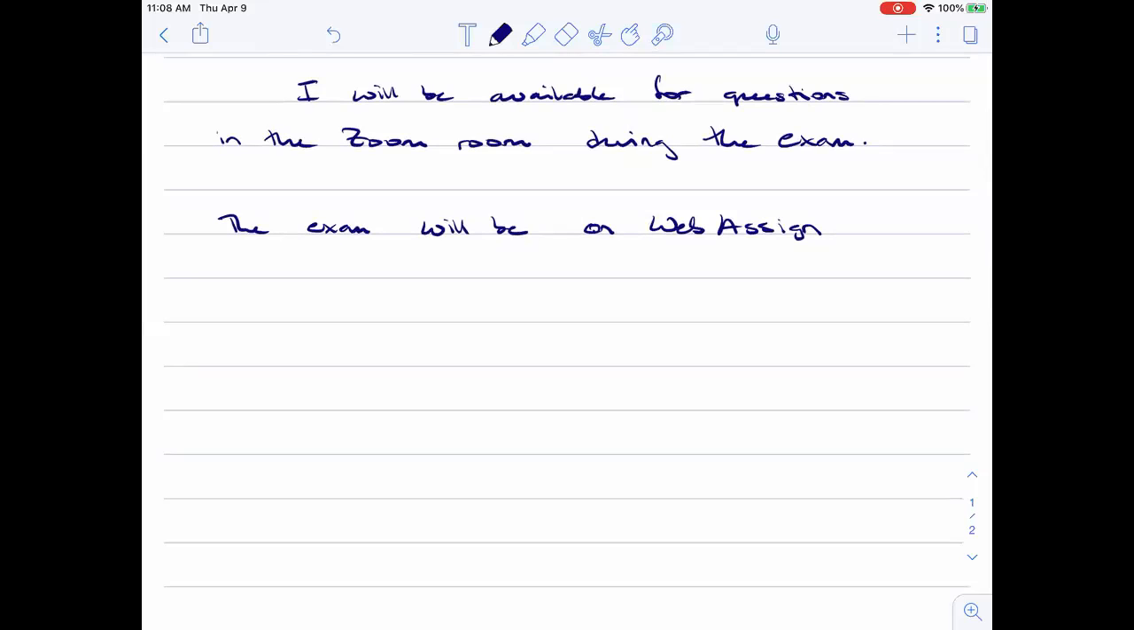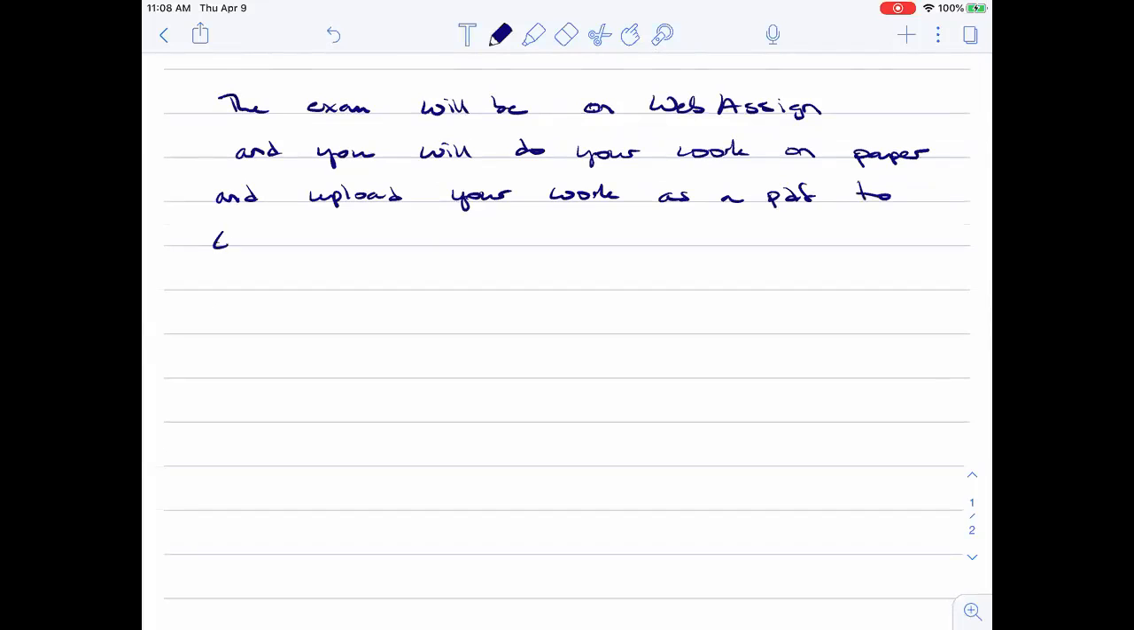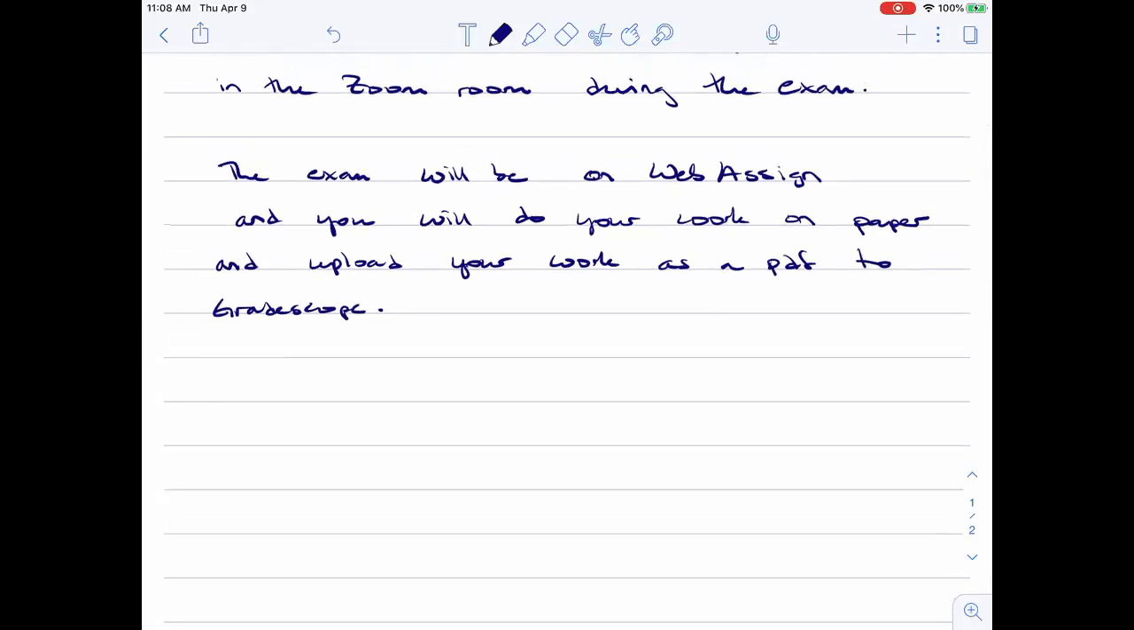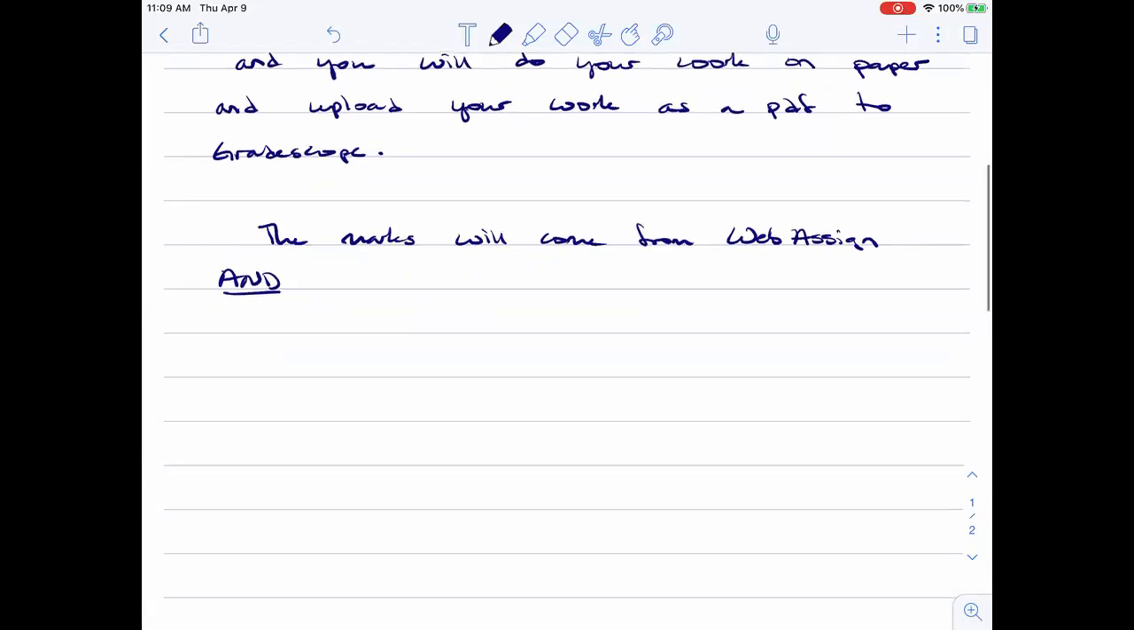So the exam will be on WebAssign, and you will do your work on paper and upload your work as a PDF to Gradescope, just like you did for test 4. Then you'll indicate where your work is for all your questions, and the marks will be split between showing your work, so actually looking at your work, and your WebAssign marks. So the marks will come from WebAssign and the work you submit.